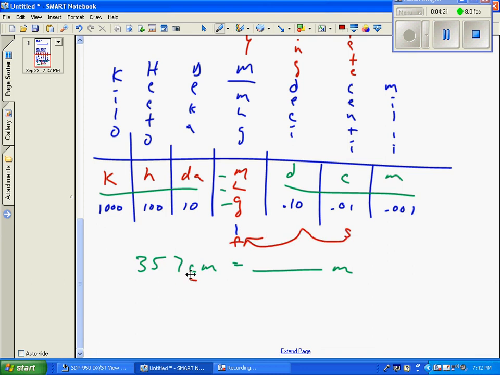So look at 357, even though it's not shown, the decimal would be here. To make that move, move that decimal 1, 2 spots to the left.